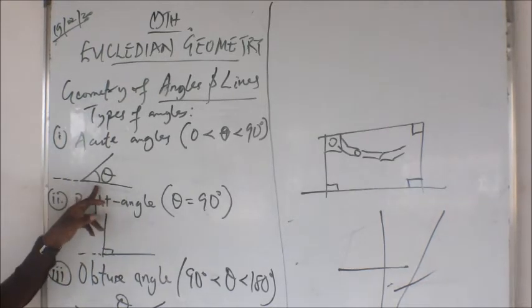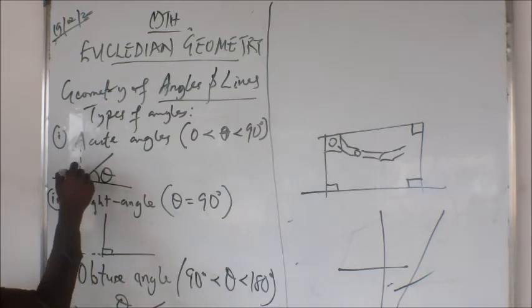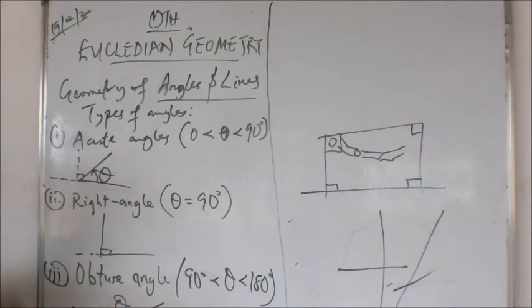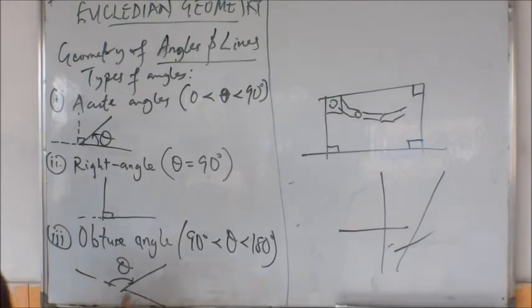Here, this was acute. Why? Because it's not up to 90 degrees. But now, this is what? If you pick your zero from here, so this has to be obtuse. Because if I put the right angle here, it's greater than the right angle, 90 degrees.